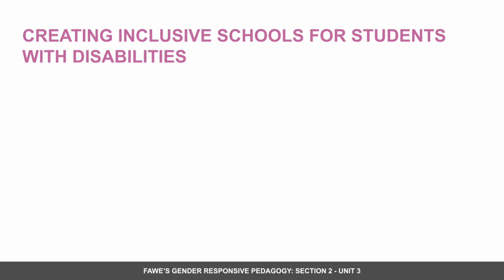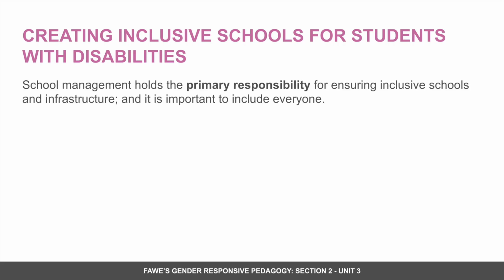Creating inclusive schools for students with disabilities. School management holds the primary responsibility for ensuring inclusive schools and infrastructure, and it is important to include everyone. Inclusive education, which fully engages all children in quality education, including children with various types of disabilities or other learning challenges, has proven particularly effective in helping all children to create inclusive societies that value the contributions of all its members.